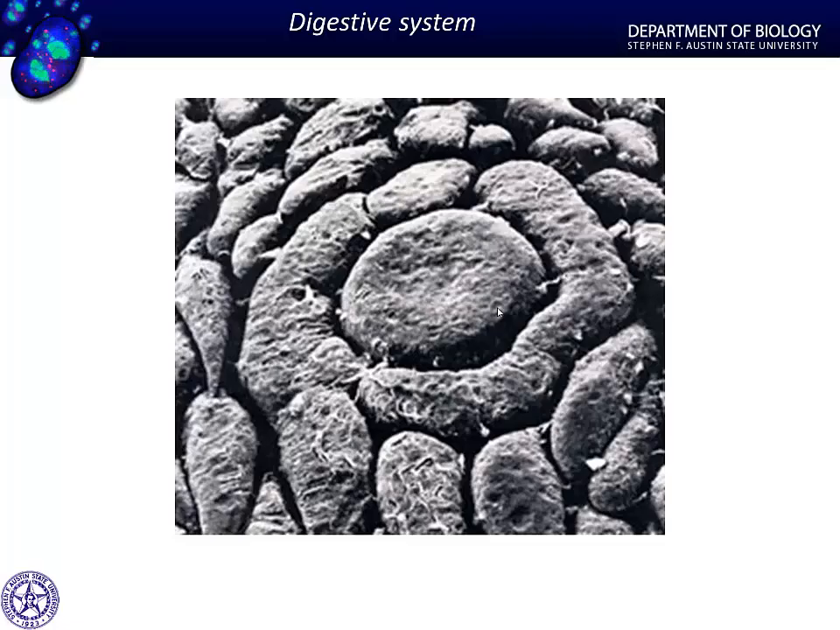This is a scanning electron micrograph. It's showing the cap in the center. Here's that groove where we're going to get down to the lateral portions where we have our taste buds, and then here's the ring surrounding that. That's our circumvallate papilla.